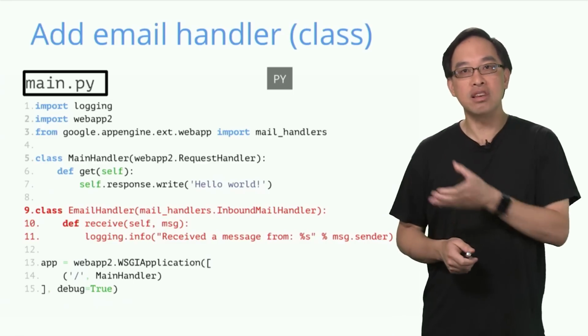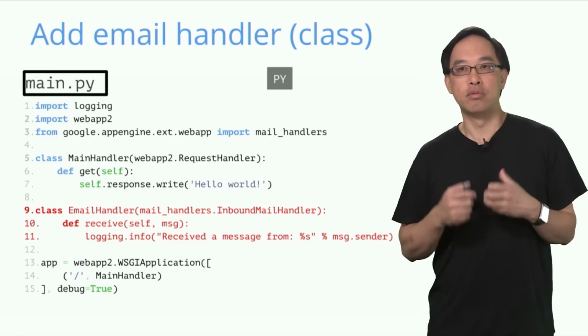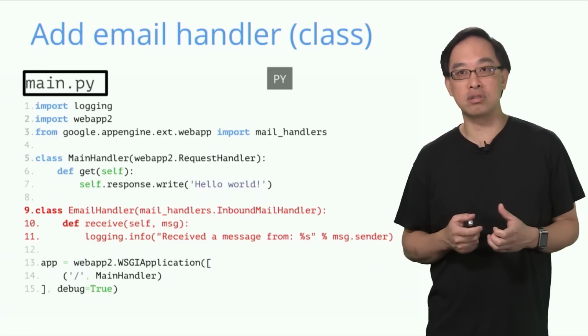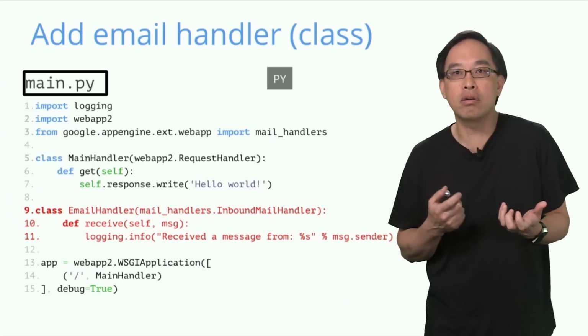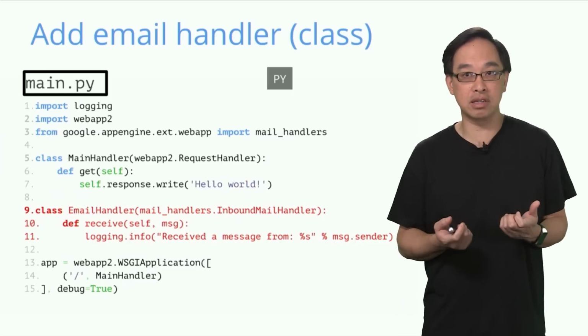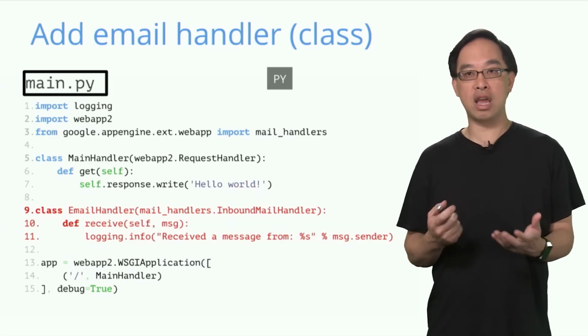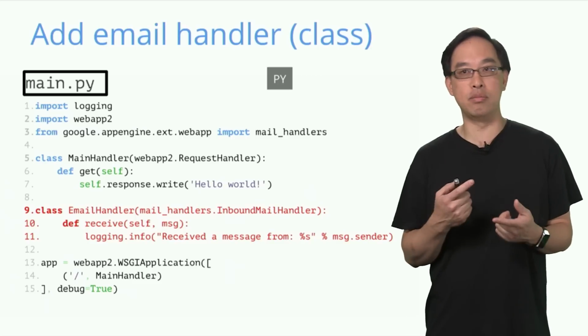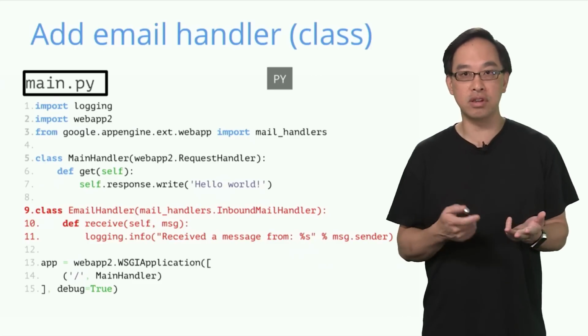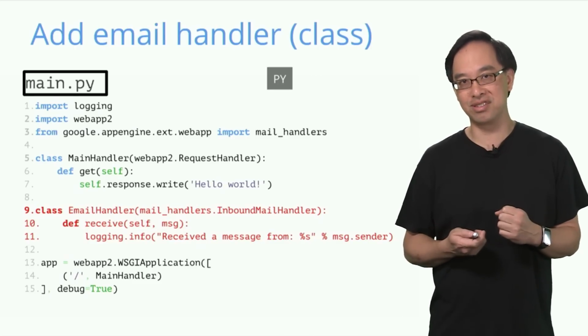Now, let's handle incoming email. This is done by adding this 3-line handler class. The receive method pulls out the sender's address and logs it. Now, there are other email message attributes that you can access, because to change the world, you're going to have to use everything else, like the email subject and body and the sender and receiver email addresses.